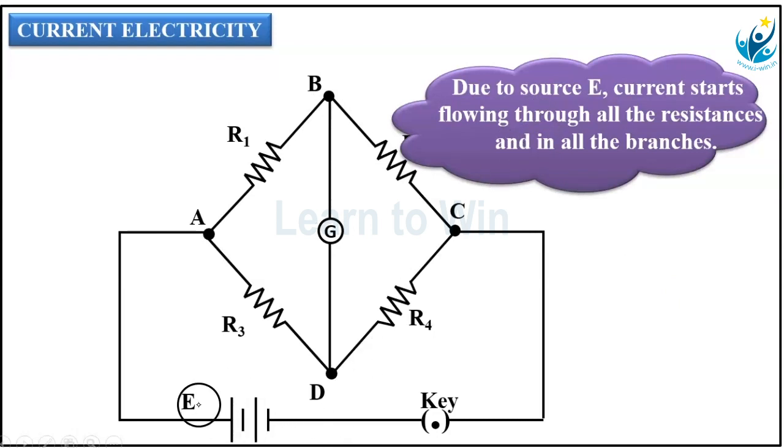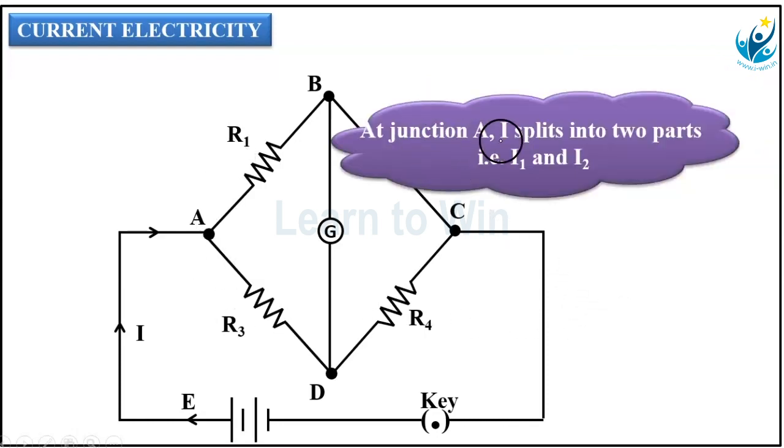Due to the source of EMF E, current starts flowing through all the resistors and in all the branches of this circuit, such that from the cell's positive terminal, current I comes up to the point A. At junction A, I splits into 2 parts: through the R1 resistor I1 current, through the R3 resistor I2 current.